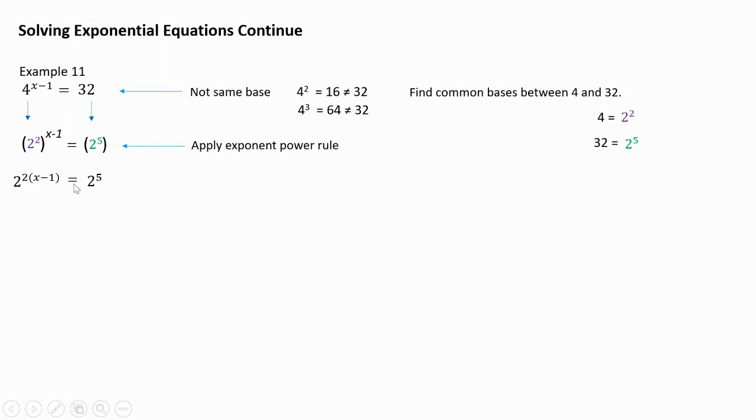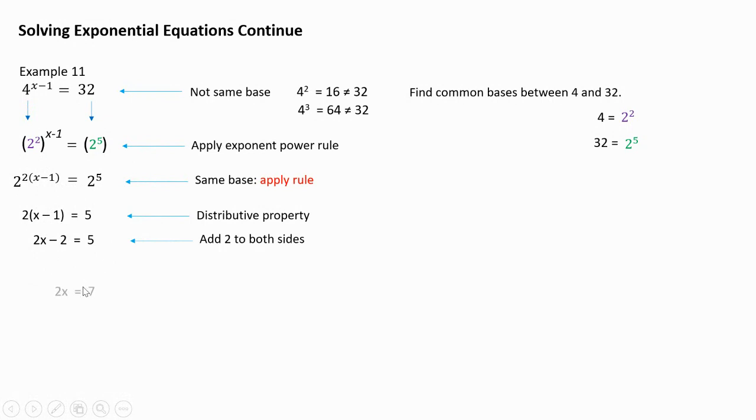Now here, guys, we have the same base. Same base, so now I can apply the rule. So we have 2 times x minus 1 equals 5, because when we have the same base, we let the exponents equal each other. Now here I need to distribute. So 2 times x will be 2x. 2 times negative 1 will give me negative 2.